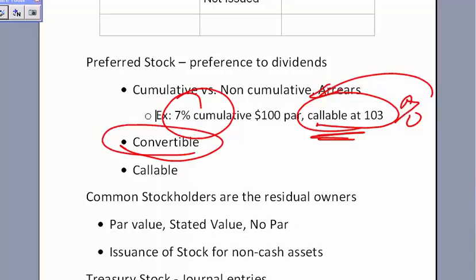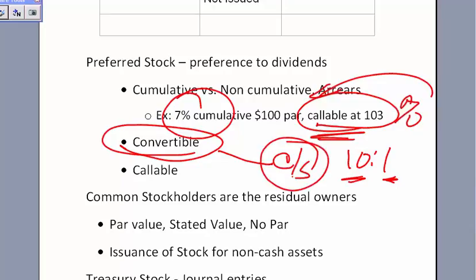Convertible then is at the discretion of the owner. The people buying the preferred stock can have the right to convert the preferred stock into common stock, and there'll be a conversion rate that's given. So maybe it's something like 10 to 1, where they get 10 shares of common stock for every share of preferred. The problem with this is once those shares are converted, you can't go backwards. Once they're converted, it's done. It's a one-time deal.